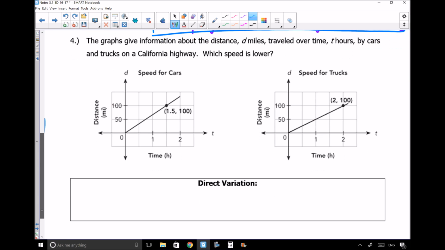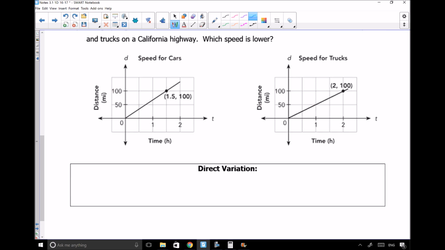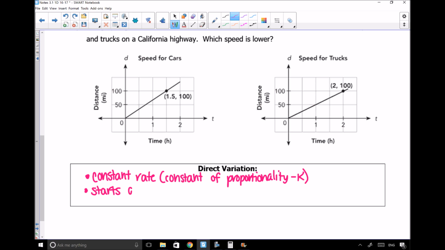But I do want to talk about direct variation really quickly. For direct variation, there are a couple notes that we need to write down. The first important note is that it has to have a constant rate. That's also known as a constant of proportionality, and the letter that we use for it is always going to be K. And then it also needs to start at the origin, so it always starts at the origin or at 0, 0.